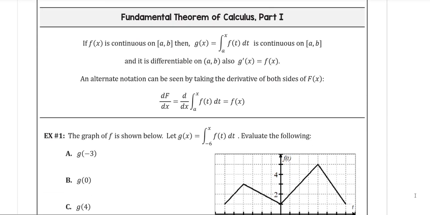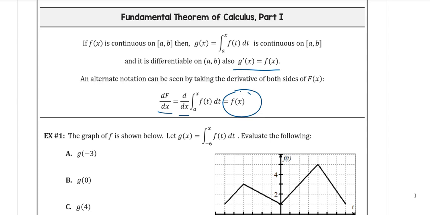Okay, so here is the formal definition of that. If f of x is continuous on the closed interval a to b, then g of x is equal to the integral from a to x of f of t dt, and that integral is continuous on [a, b] and is differentiable on the open interval. And so we can say that the derivative of g is f of x. So there's where we get the antiderivative being g of x. An alternate notation can be seen using our df dx notation here, where we show that we're taking the derivative on both sides and we end up with small f of x.